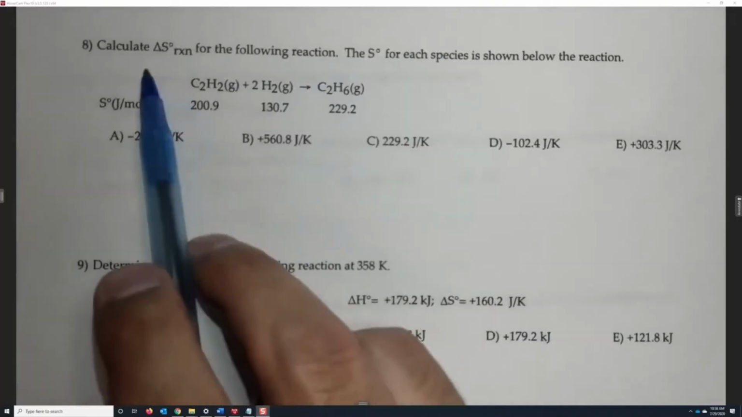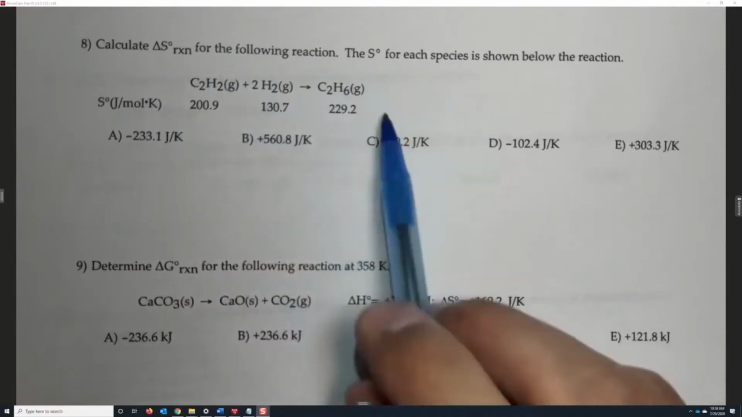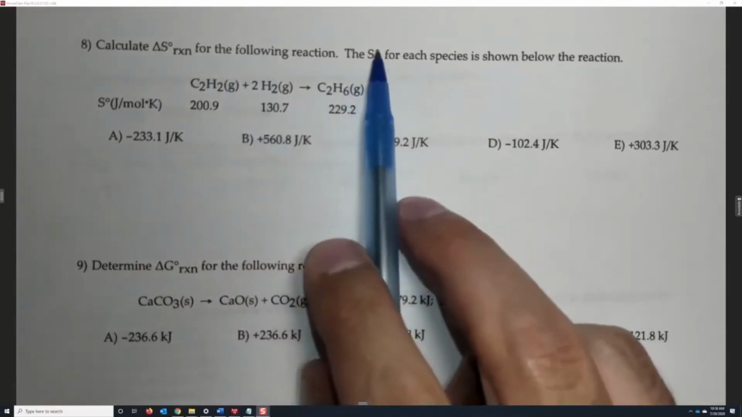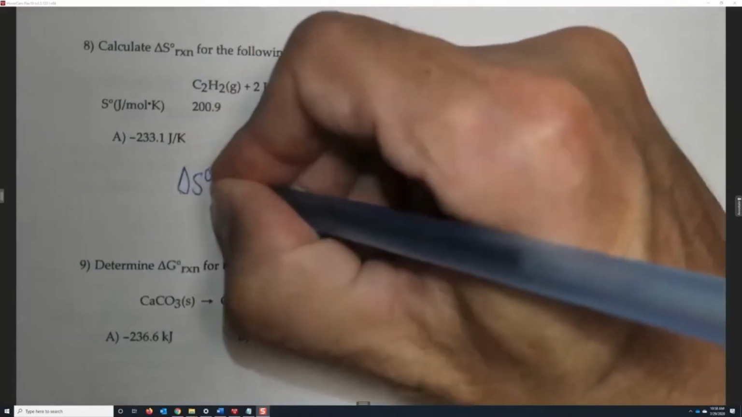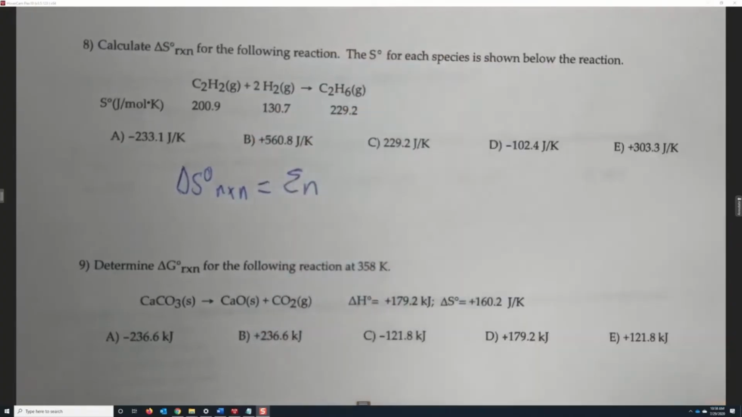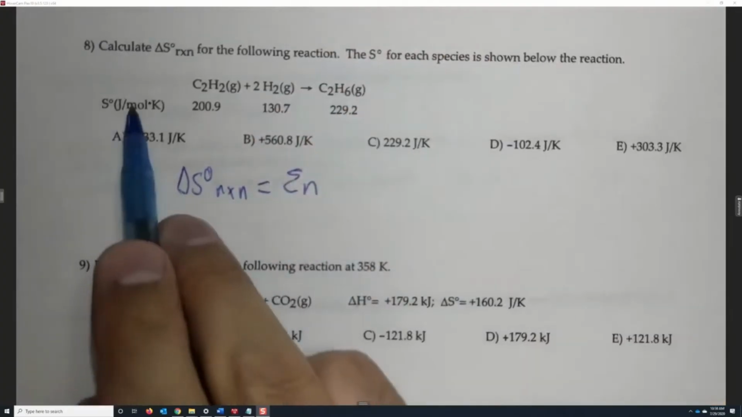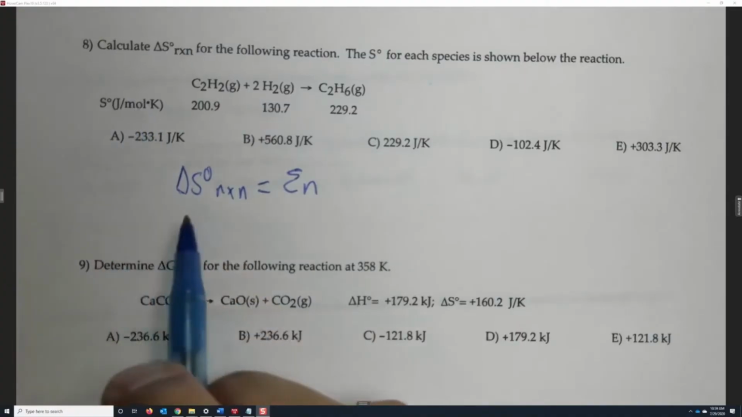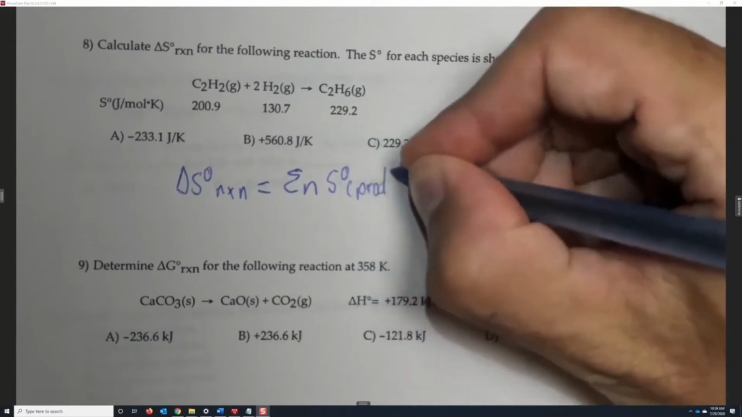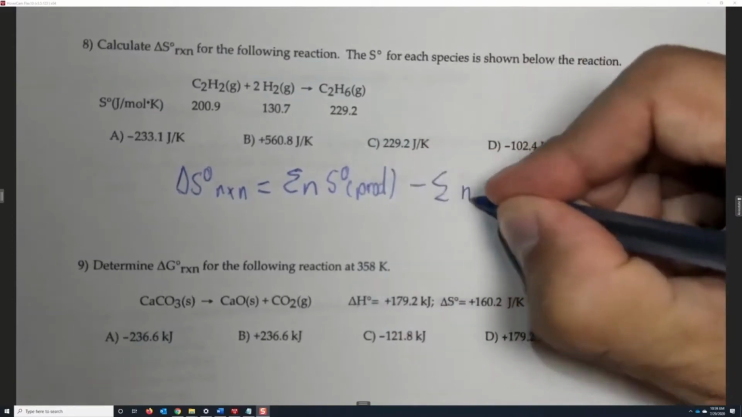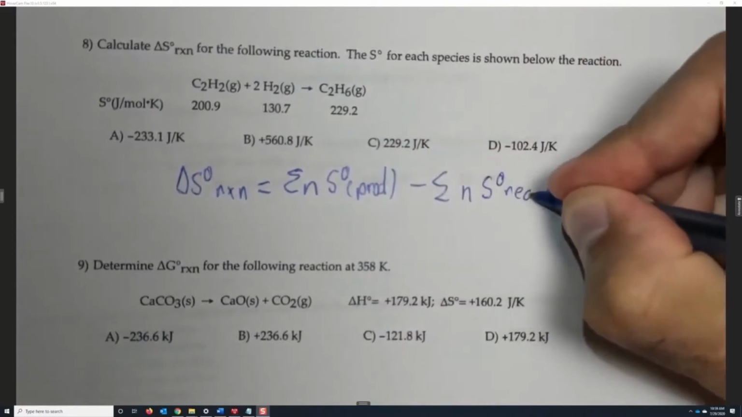Number 8 says, calculate delta S of reaction for the following reaction. And then it gives us the standard entropy for each of the species below. So delta S naught for the reaction is equal to the summation of n, the number of moles, because this is in joules per mole, of S naught of the products minus n S naught of the reactants.